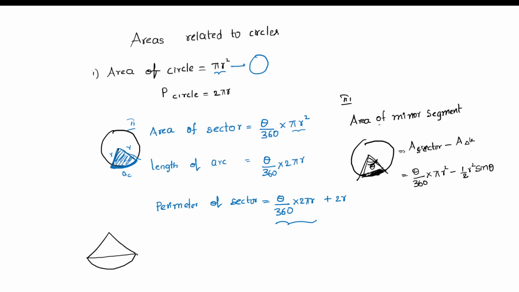Now if this is the whole sector, let it be OAB and this part is C. Now area of minor segment.